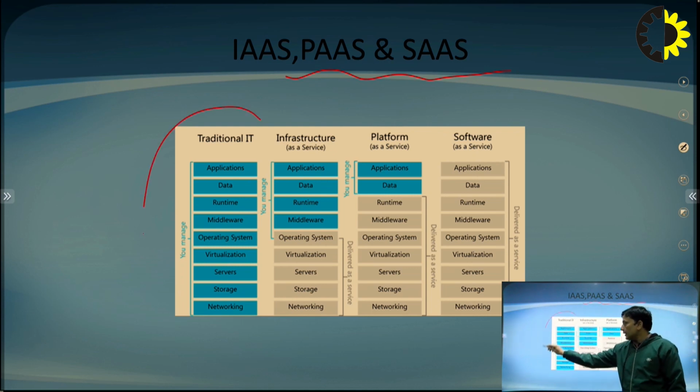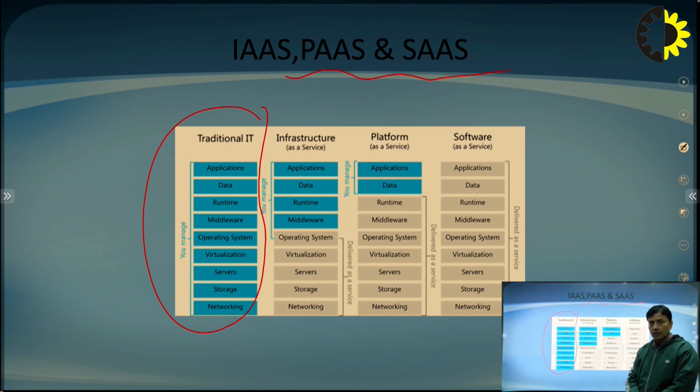In traditional IT, information technology, we can see application, data, runtime, middleware, operating system, meaning all resources, either platform kind of resources, application kind of resources, or infrastructure kind of resources. In traditional IT, each and every kind of resource is managed by the consumer itself.